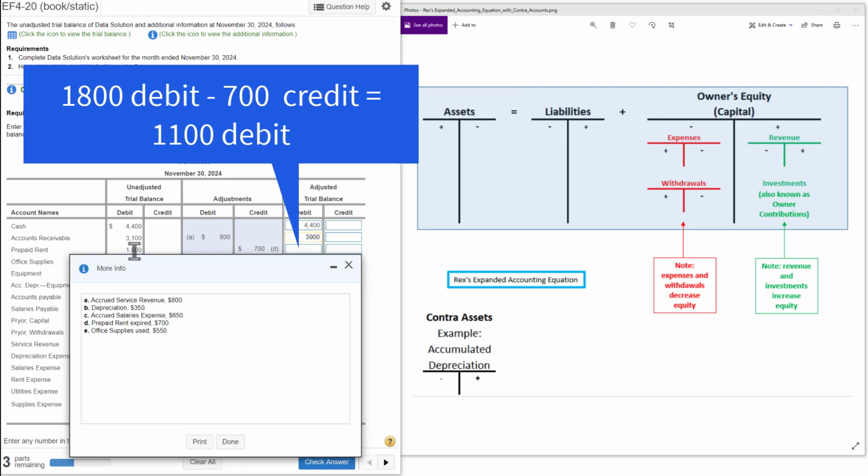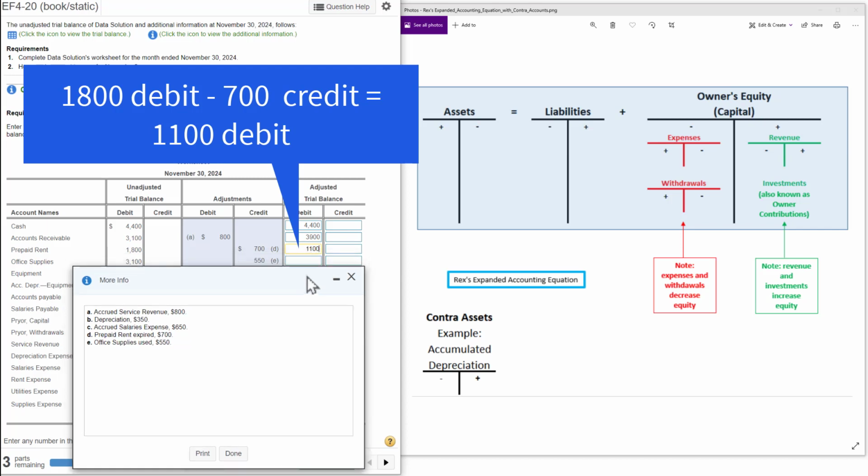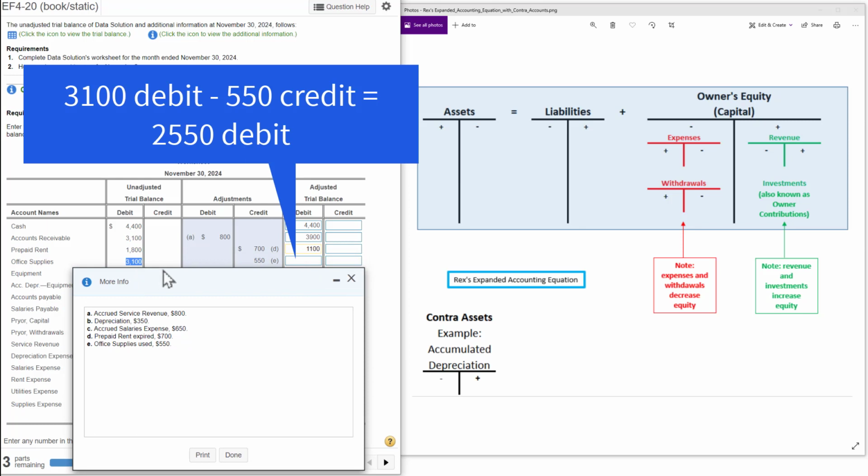Then we've got prepaid rent. We had 1,800. 700 of it was used up. Remember, it expired. So we're going to take 1,800 minus 700, because remember, credit for an asset lowers it, and that gives us a new balance of 1,100. Then we got office supplies, 3,100, and 550 was used. So notice a credit is lowering the office supplies account. So 3,100 minus 550 gives us what? 2,550.